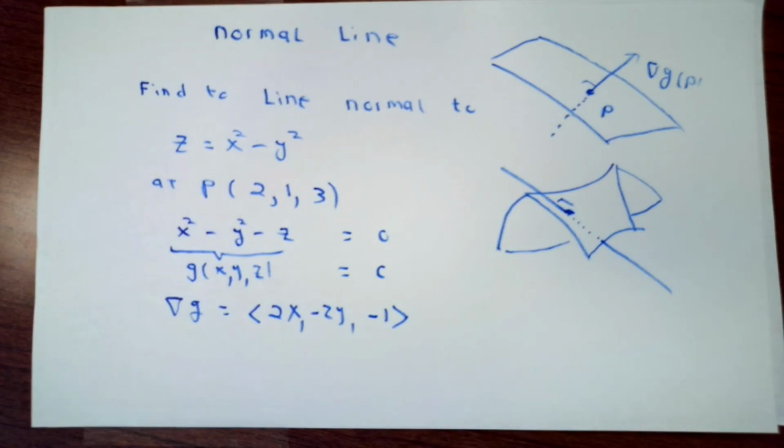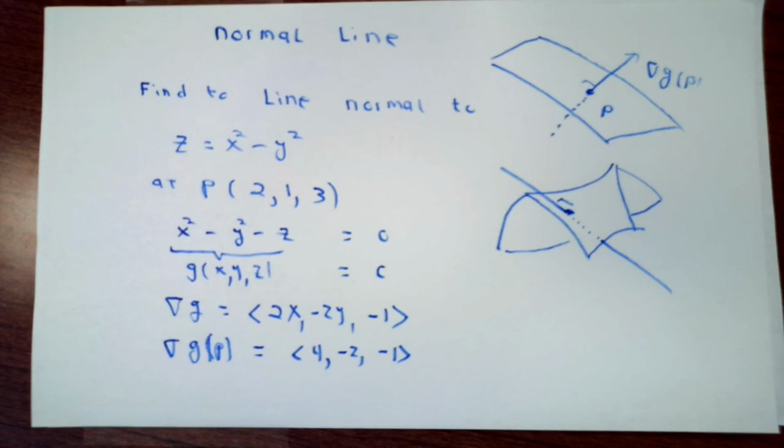The gradient of g is easy enough to calculate. Partial of g with respect to x is 2x. Partial of g with respect to y is negative 2y. And partial of g with respect to z is the constant negative 1. If we put the coordinates of point P into the gradient of g, we get the desired direction for our normal line. It comes out to the vector 4i minus 2j minus 1k.